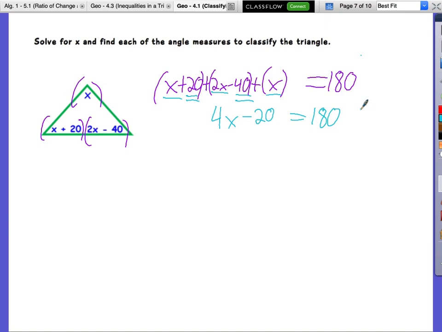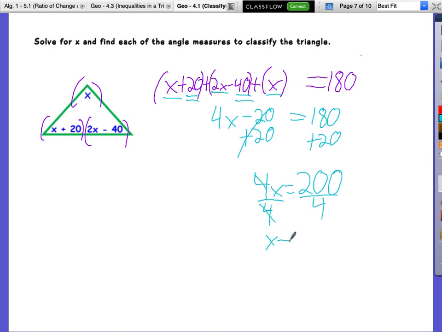4x minus 20 is equal to 180. You add 20. Very good. We'll add 20. We want to get it away from the x's, so we'll do the opposite, because negative 20 plus 20 is 0. So 4x is equal to what? 200. Okay? And now, how would we solve this one, Julia? Divide by 4. Very good. 4x divided by 4 is just x, and 200 divided by 4 is 50. So x is 50.